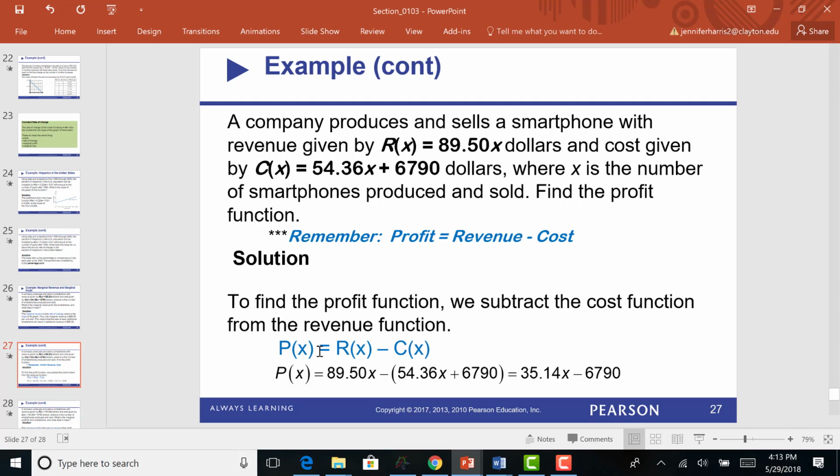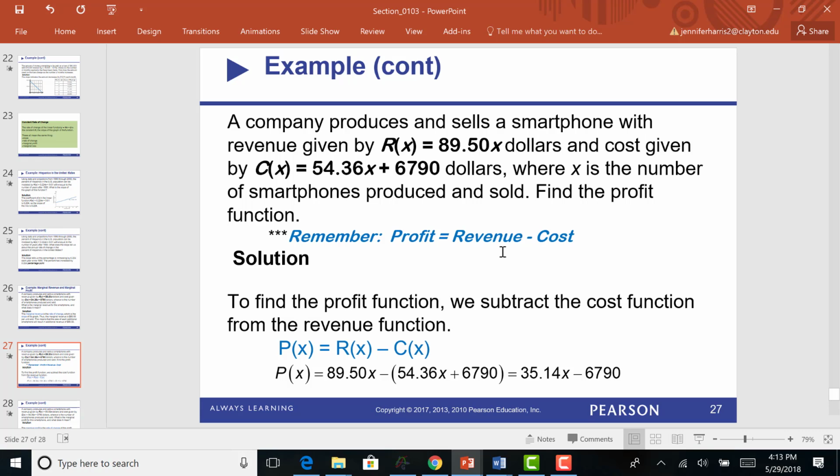Alrighty, so here it is rewritten in what form? What form is it called when you got the P of X and the R of X and C of X, when you write them with the parentheses and those letters like that? Function form. So this is function notation. So P of X is a function, R of X is a function, and C of X is a function. So it wants me to find the profit function. Well, they didn't give me a profit function. What two functions did they give you? Revenue and cost. But guess what? Profit equals revenue minus cost. So I'm going to take those two functions and just subtract them.